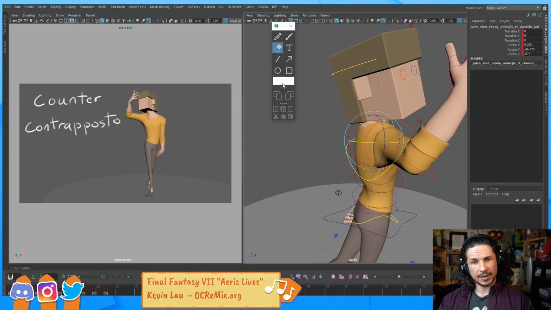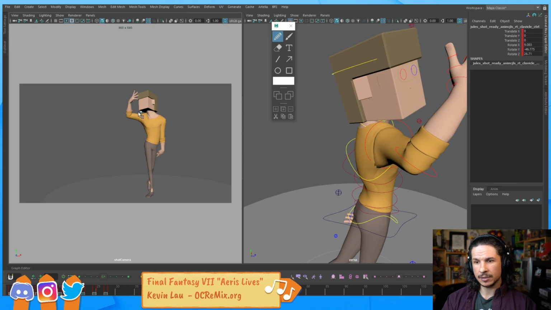Okay, if we look at our pose, we've lost our contrapposto. Oh no, we've ruined our pose. No, the contrapposto is still there. It's in the chest. The actual ribs and the body are in contrapposto. The clavicles can counter the contrapposto. So now we get this extra flow.